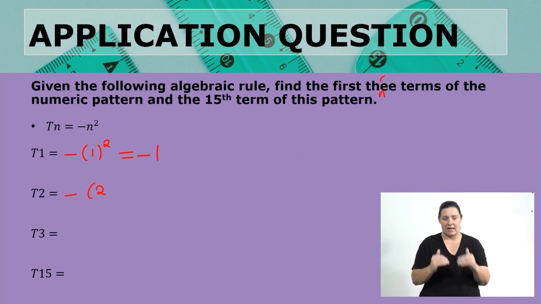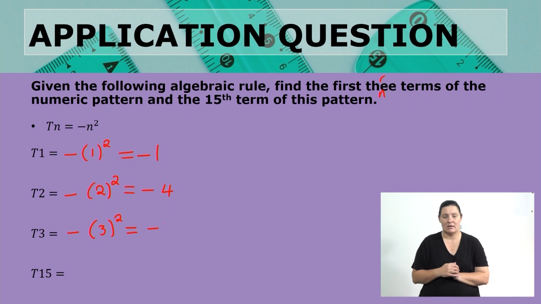If we move on to the second one, still, it's a negative, and we are going to square that 2. So that is going to be 2 squared is 4. Our answer is going to be a negative 4. Then we go over to the third term. That is going to be a negative 3 squared.